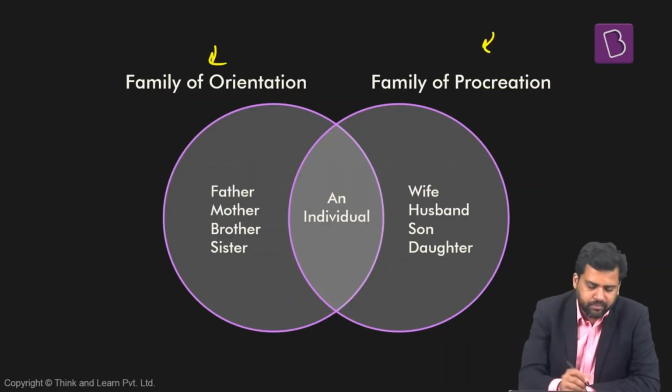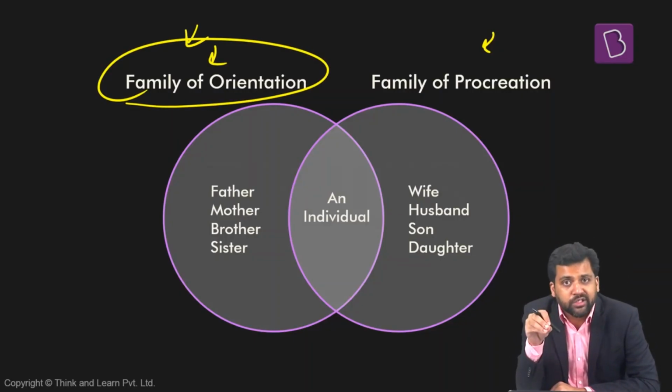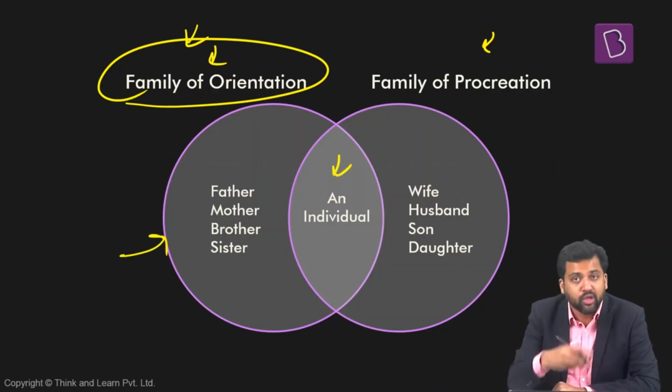The family that you are born in, that is called the family of orientation. So the family that you are born to, that's a family of orientation. It consists of you, your parents, your siblings. Right? Father, mother, brother, sister, and you. That's a family of orientation.